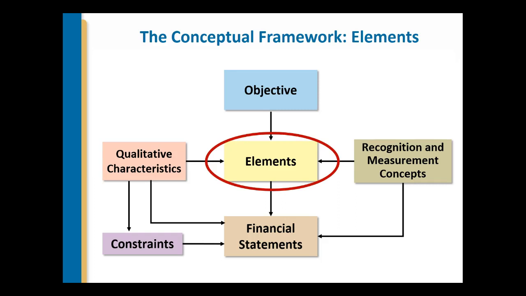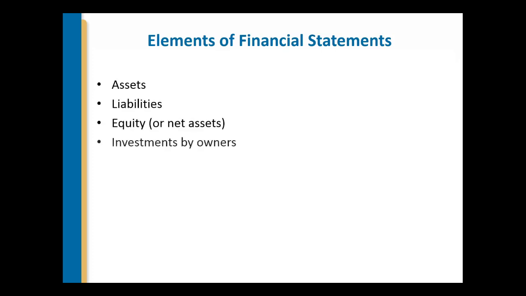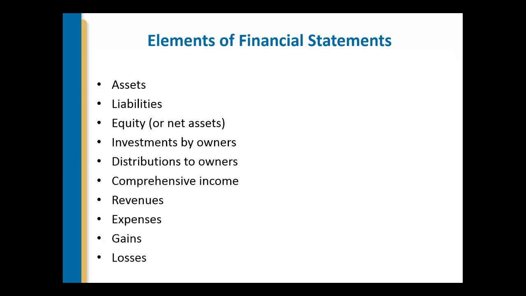So now let's think about the elements of financial statements as well as some assumptions that underlie financial statements. The conceptual framework defines the basic elements of financial statements. Assets are probable future economic benefits obtained or controlled by a particular entity as a result of past transactions or events.